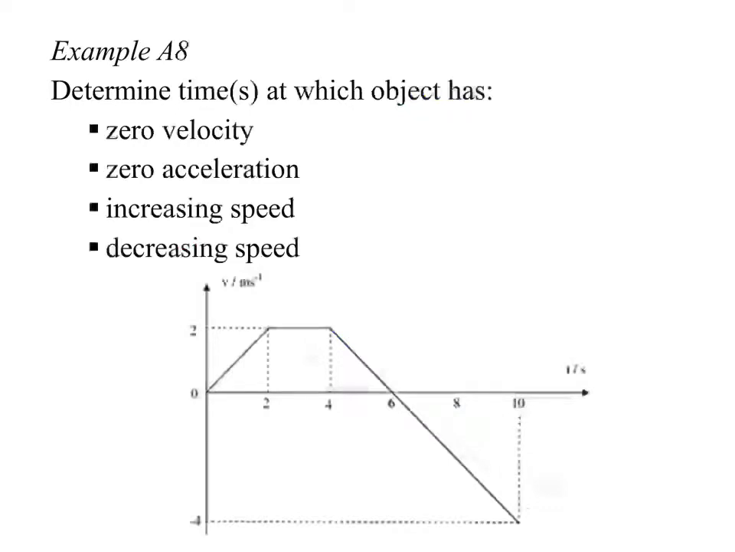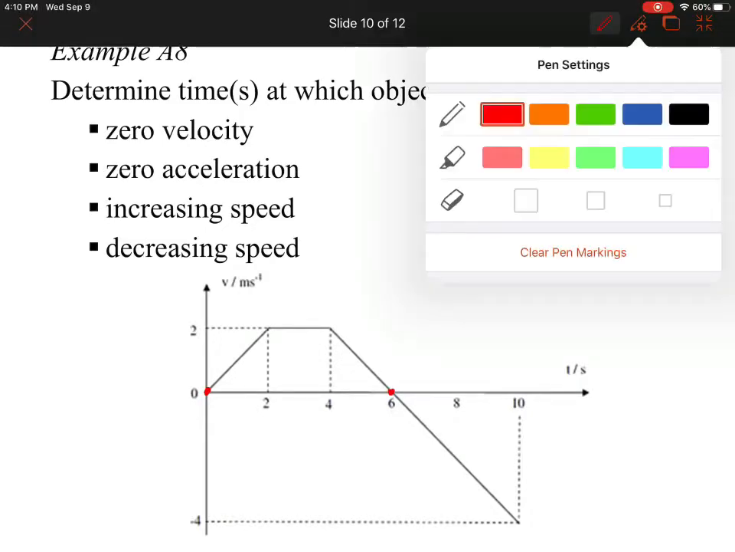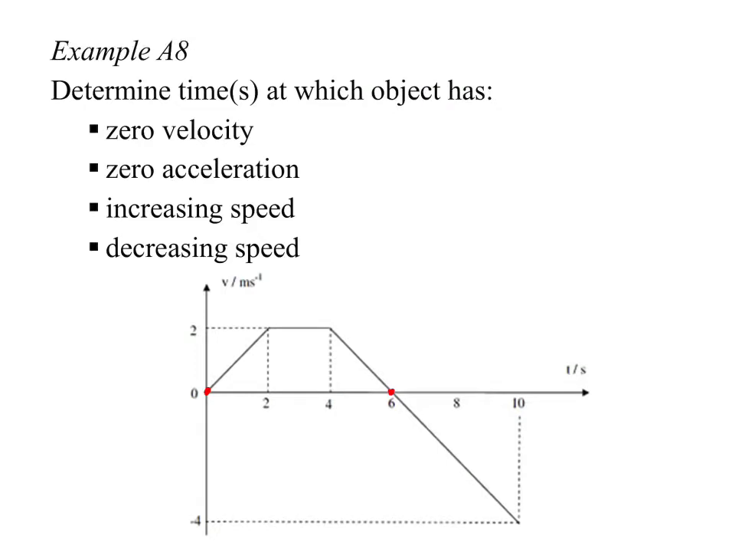Okay, I'm assuming you all paused and figured that out. When do we have 0 velocity? So remember, this y-axis is now actually velocity. So the time we have 0 velocity is when it's actually, what? Right at 0 and goes through 0. So there's 2 points there where it goes through 0, and that's when we have 0 velocity, at 0 seconds and 6 seconds. 0 acceleration, so that would be a constant speed.